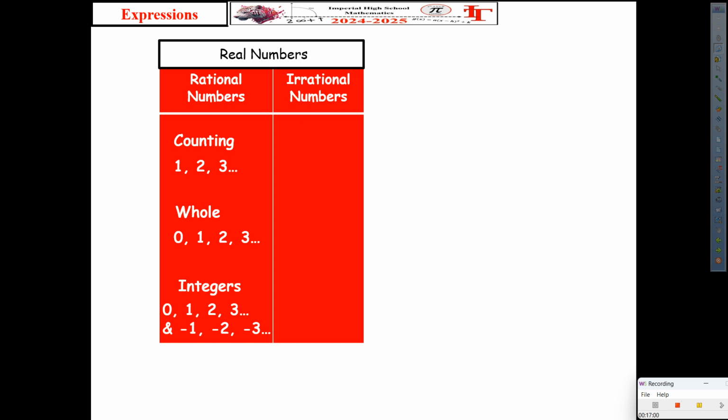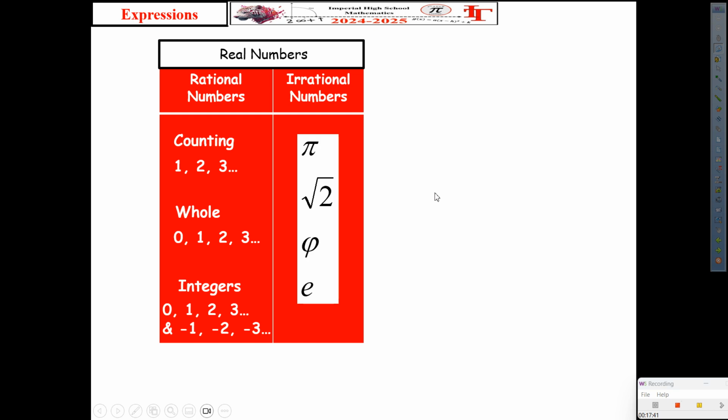Look up. So real numbers have two groups, rational. We said that those can be written as fractions. So what do you think irrational are? If these can be written as fractions, guess what? These can't be written as fractions. I'm going to give you 4 examples. Pi, square root of 2, phi, and e.